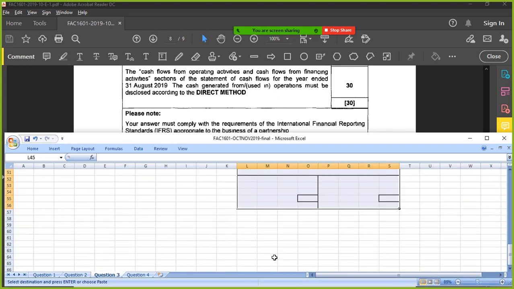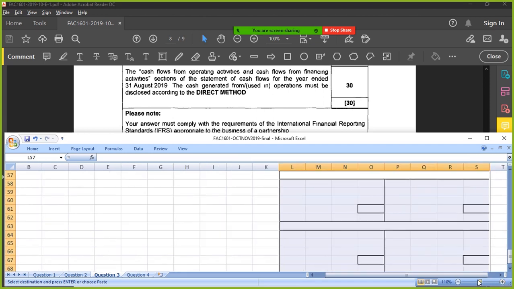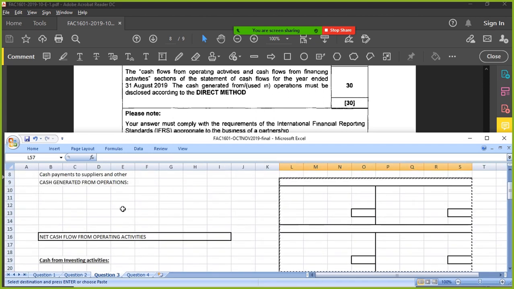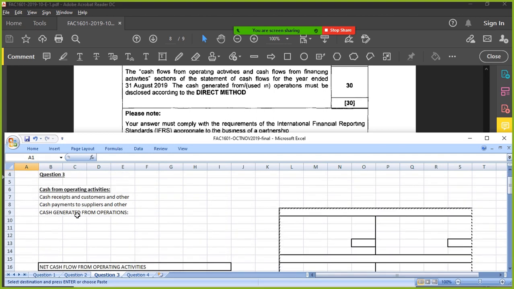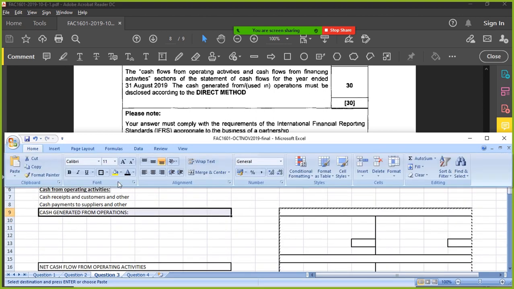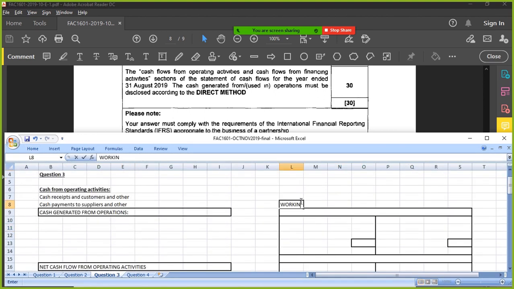Alright, so I'm just drawing up T accounts because I know I'm going to have to draw up T accounts, just to give me space to do that. And that's it. Okay, there's my workings. Alright, so I've got my template. I know what it's going to look like in terms of disclosure. And then obviously I need workings. Okay, so I'll put a whole page here.